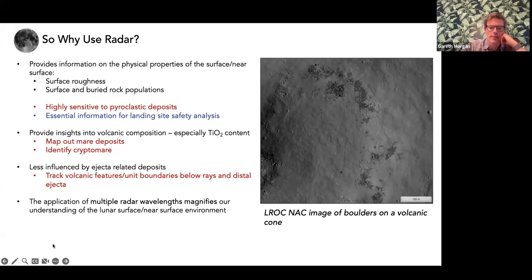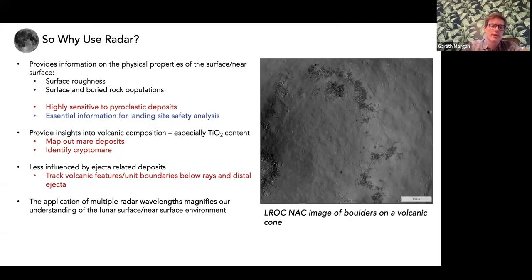Radar can also tell us some information about composition, especially the titanium content, which is really helpful for volcanics on the moon, because the basalts on the moon have a much greater range of titanium content than they do on Earth. In fact, we typically group the sample collection based on the variable amounts of titanium they contain. So it's really helpful for mapping that.